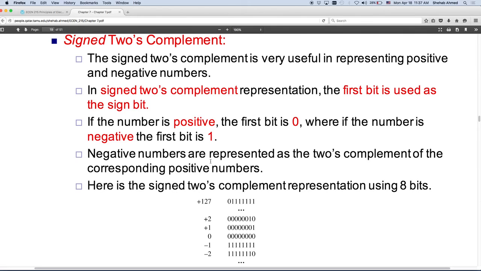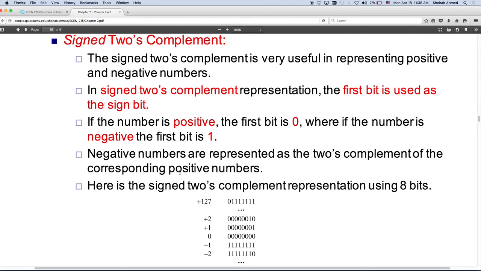So signed 2's complement, how do you come up with that? If the number is positive, the first bit is 0 in signed 2's complement, whereas if the number is negative, the first bit is 1. Negative numbers are represented as the 2's complement of the corresponding positive number.